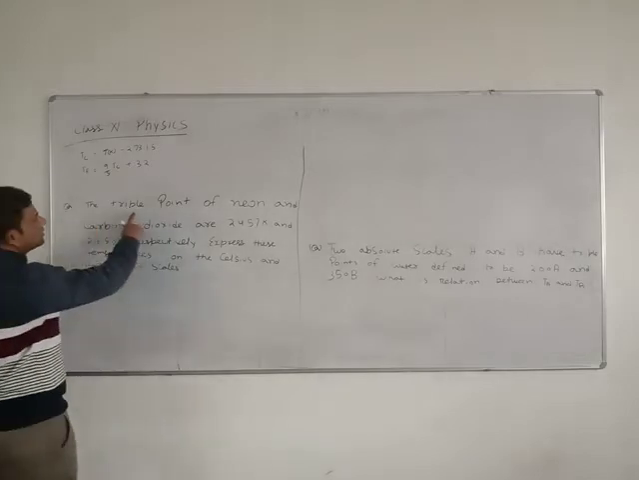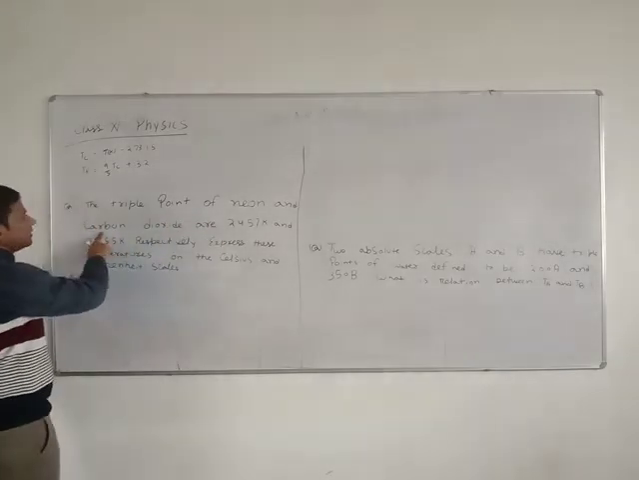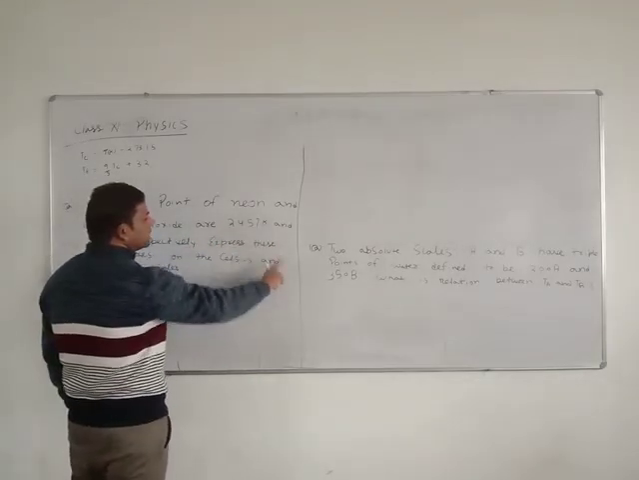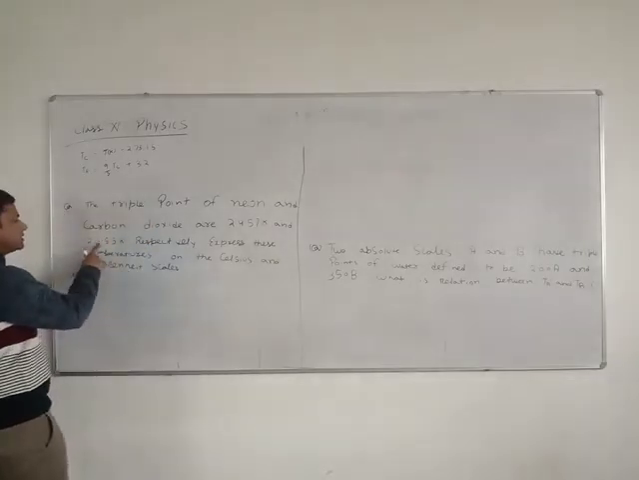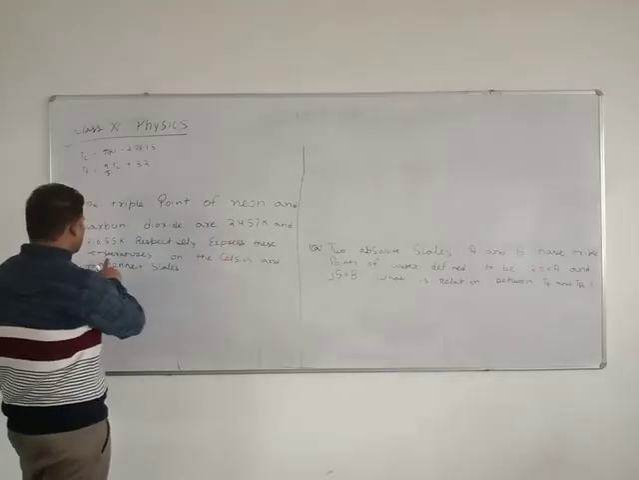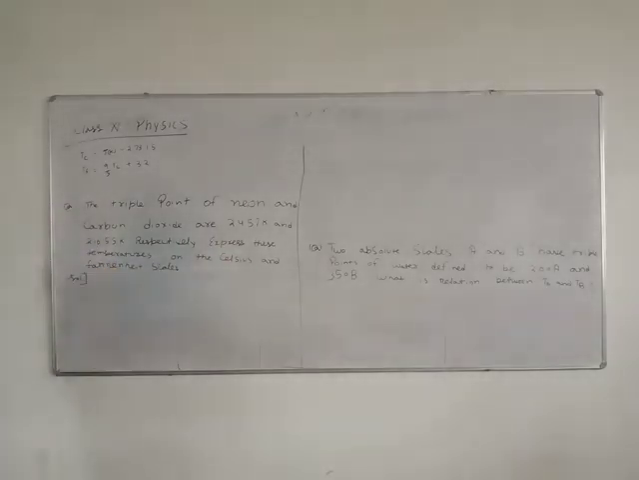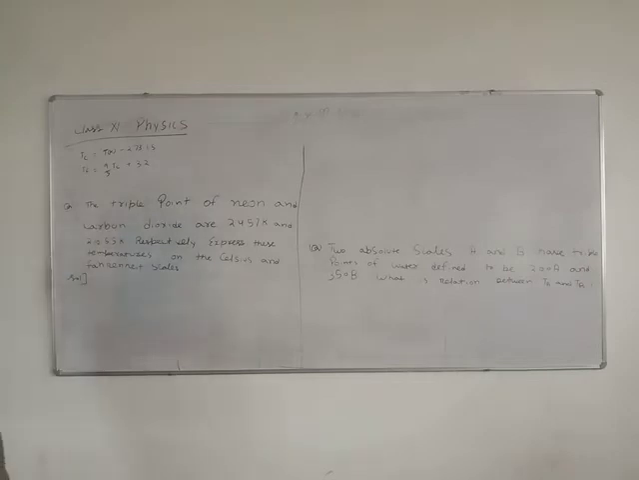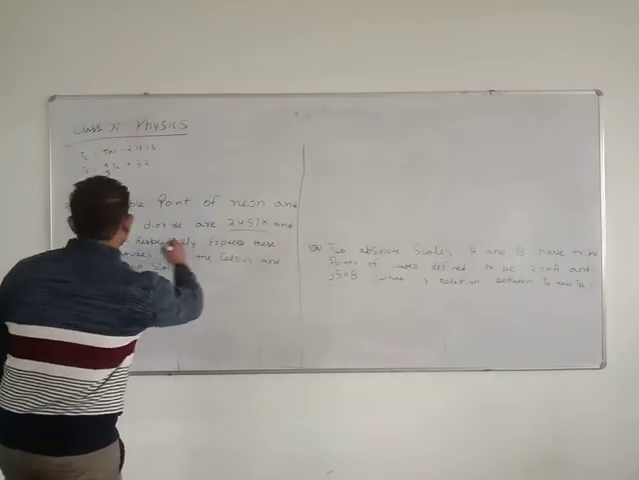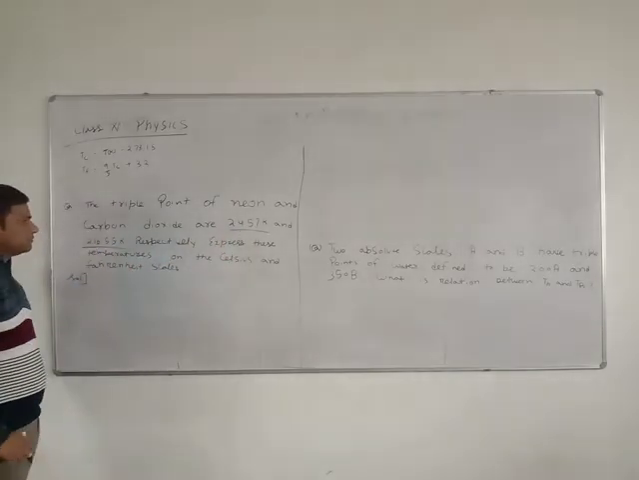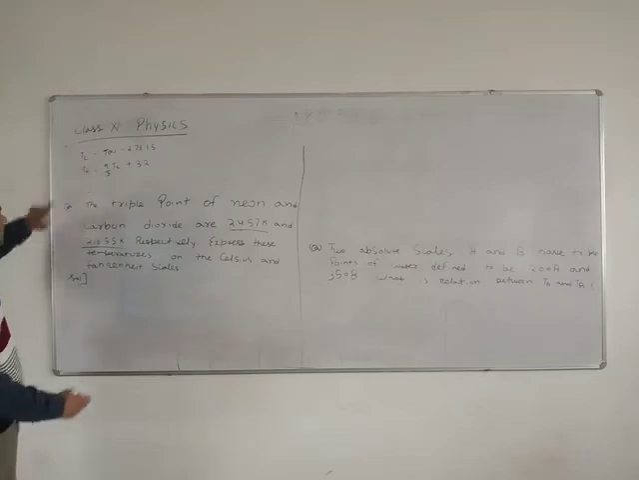Our question is: the triple points of neon and carbon dioxide are 24.57 Kelvin and 216.55 Kelvin respectively. Express these temperatures on the Celsius and Fahrenheit scale. So the temperature is given in Kelvin; this is the value for neon and this is the value for carbon dioxide.